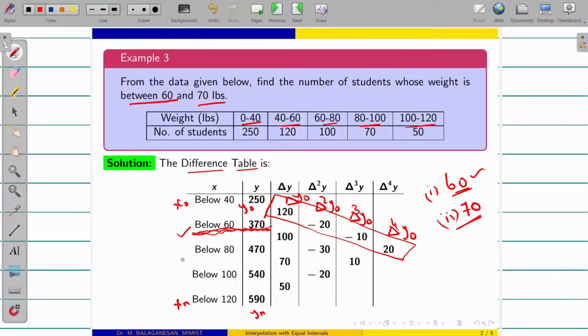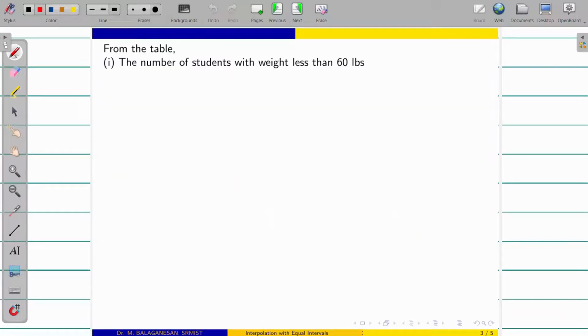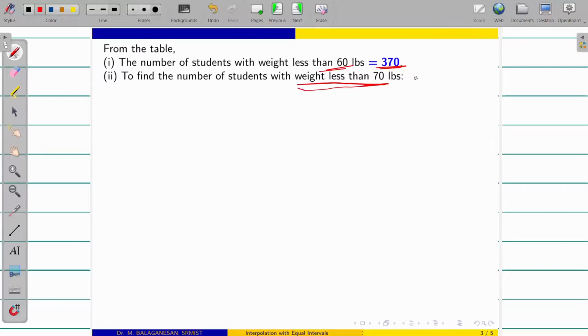Y equal to 70 is before the middle level, so we can use Newton's forward interpolation formula for derivatives. As I told you already, for less than 60, it is already there: 370 students. Next we have to find the number of students whose weight is less than 70. So now x equal to 70.